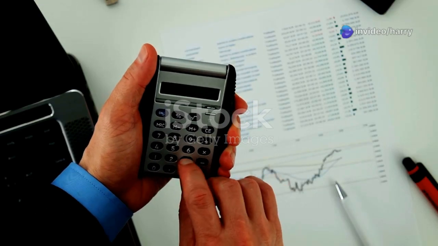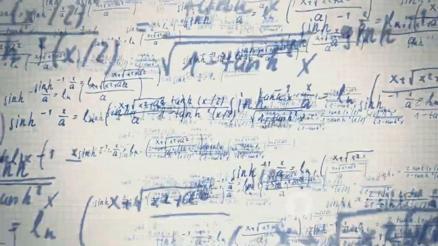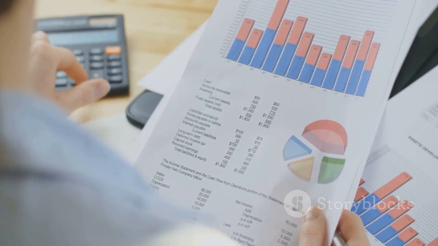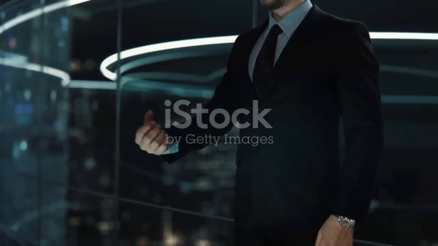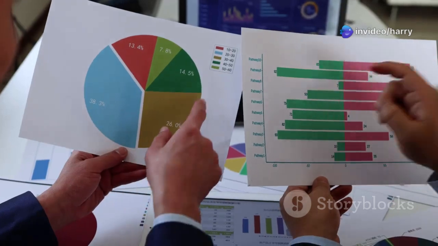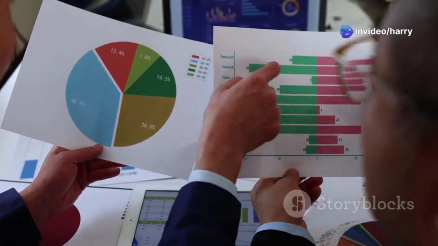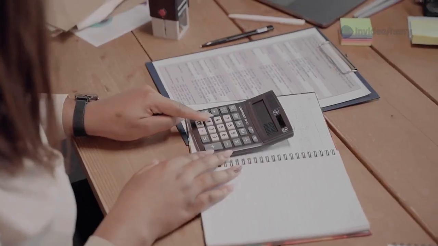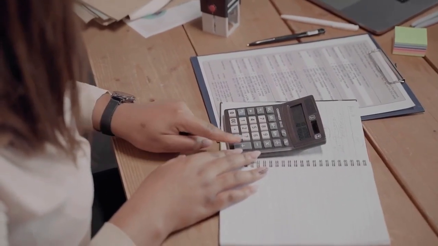Calculating ROA is relatively straightforward. The formula is ROA equals net income divided by total assets. Net income is the company's profit after all expenses have been paid. Total assets represent everything the company owns. Let's say Company A has a net income of $100 million and total assets of $500 million. Their ROA would be 20%, which is $100 million divided by $500 million.